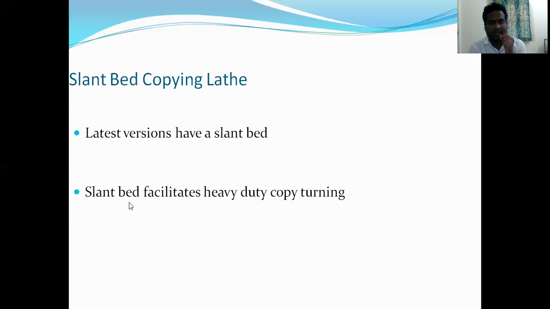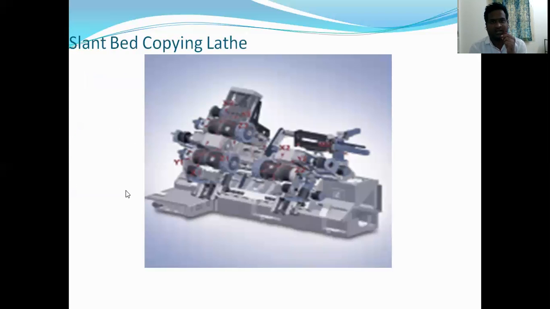This slant bed facilitates heavy duty copy turning, and here we have the slant bed. Observe here, we said the slant bed has some inclination, and here it has that inclined part. So heavy duty materials are operated on this machine. That's why we provide this slant bed type. This is also a copying lathe, where we are copying the dimensions of one to manufacture another.